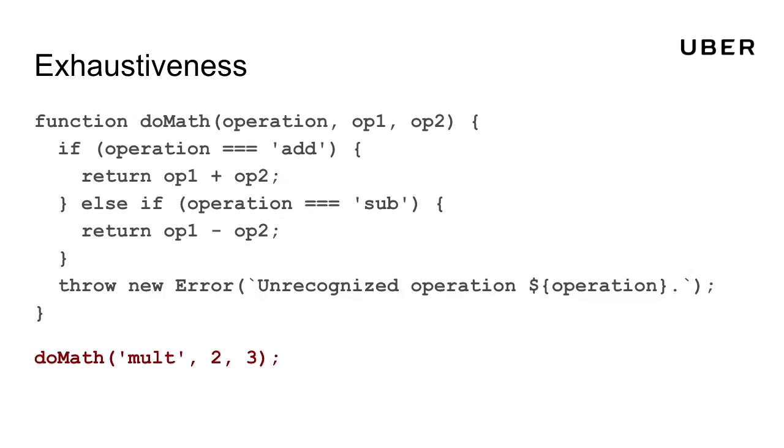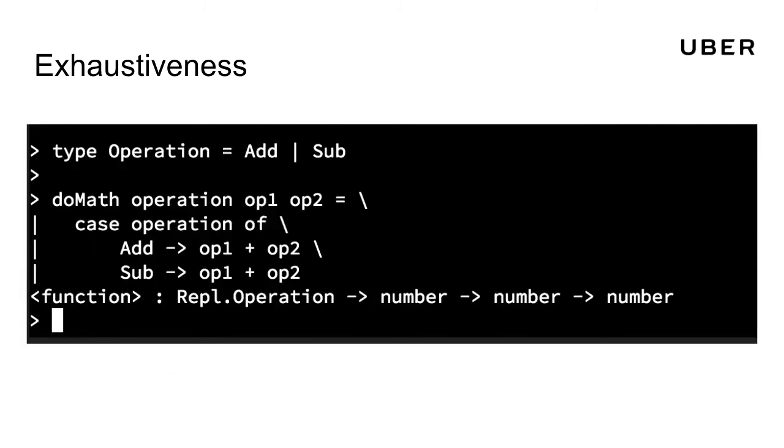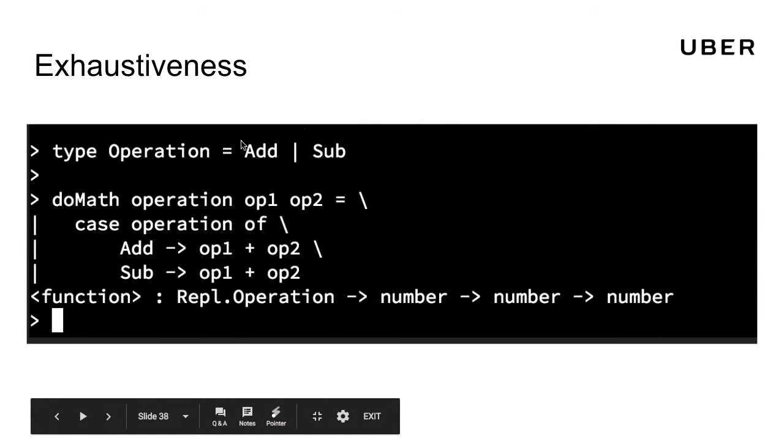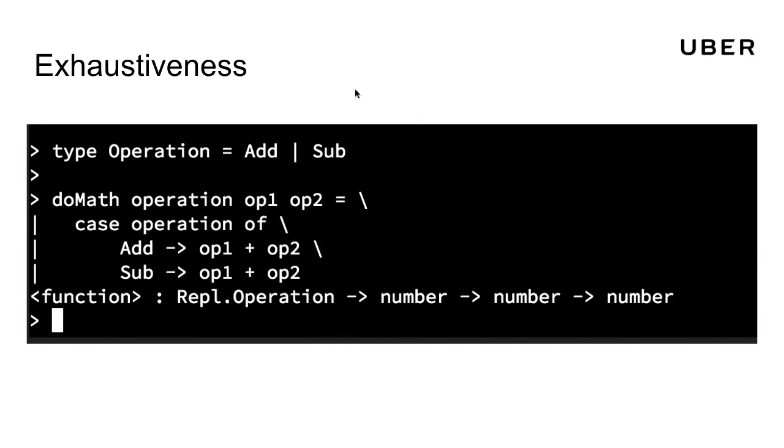All right, so the other kind of thing is exhaustiveness, and I suspect that this will come up in the Flow talk a little bit too. So again, we have this really silly do math function. If we try and call it with something that's not add or subtract, we're going to throw an error. Let's do the same thing in Elm here, right? So if we create type operation, again, we're going to use this union type thing. We get a function, that's fine.